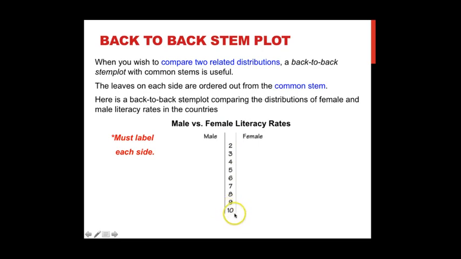So I'm going to add this 10 down here. So I go from 2 to 10. So I already have my female data labeled here. I'm going to now identify my male data.